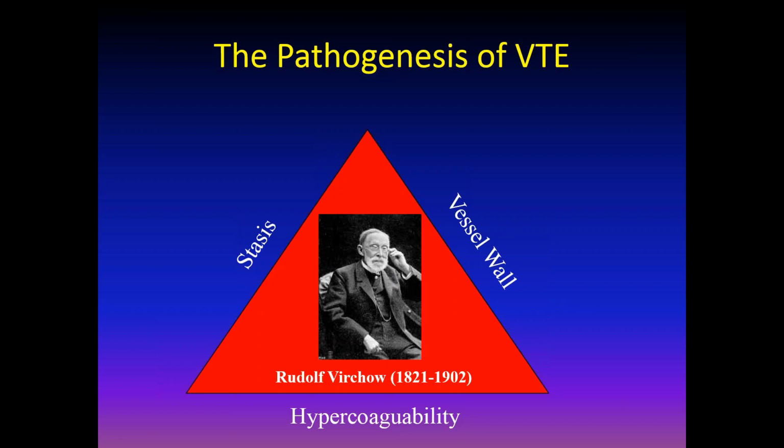Any clinical states that result in stasis of blood, or result in vessel or vascular wall injury, or cause hypercoagulability of the liquid portion of the blood, in isolation or in combination with each other, can lead to the development of a deep vein thrombosis or pulmonary embolism.